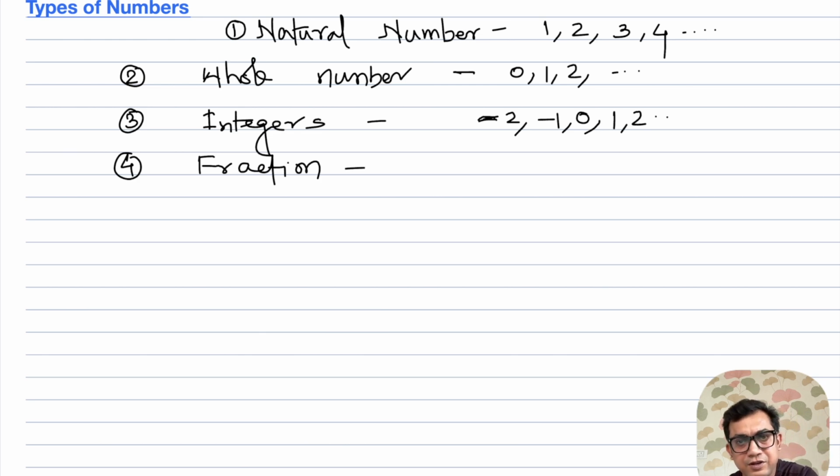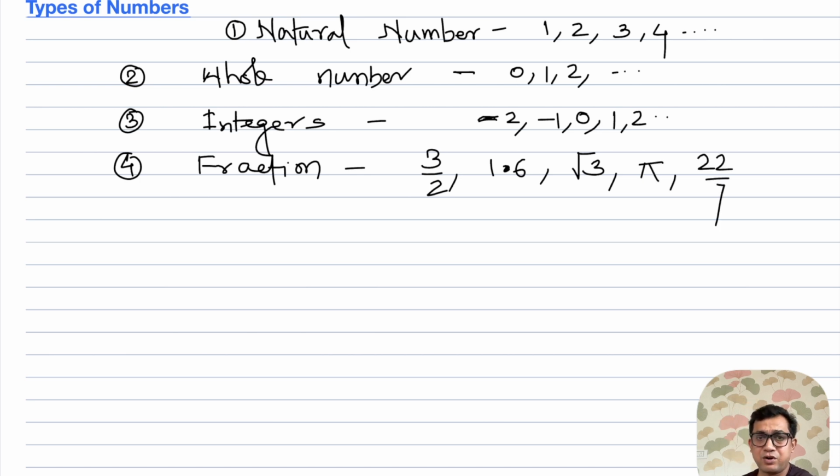So say 3 by 2, it is a fraction. 1.6, it's a decimal fraction. Root over 3 is not an integer, so it's a fraction. Pi is a fraction. 22 by 7 is a fraction. So whatever number is not an integer, it's called a fraction.